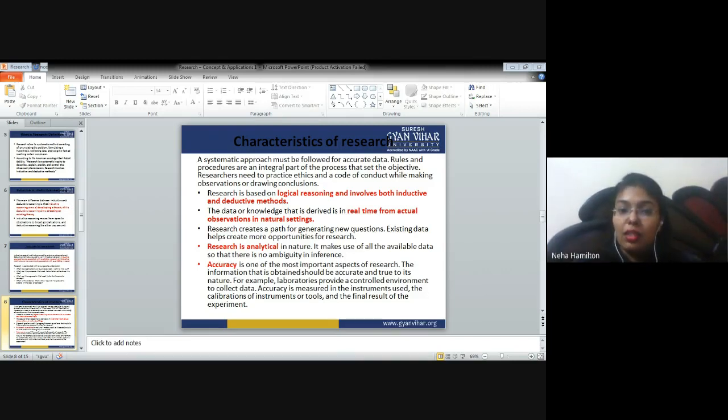Next, research creates a path for generating new questions. Existing data helps create more opportunities for research. More and more data we have available, more opportunities are created for new arenas of research. Research is analytical in nature. When I say analytical, that means numbers are involved, figures are involved, statistics is involved in research, right? It makes use of all the available data, so there is no ambiguity in inference.